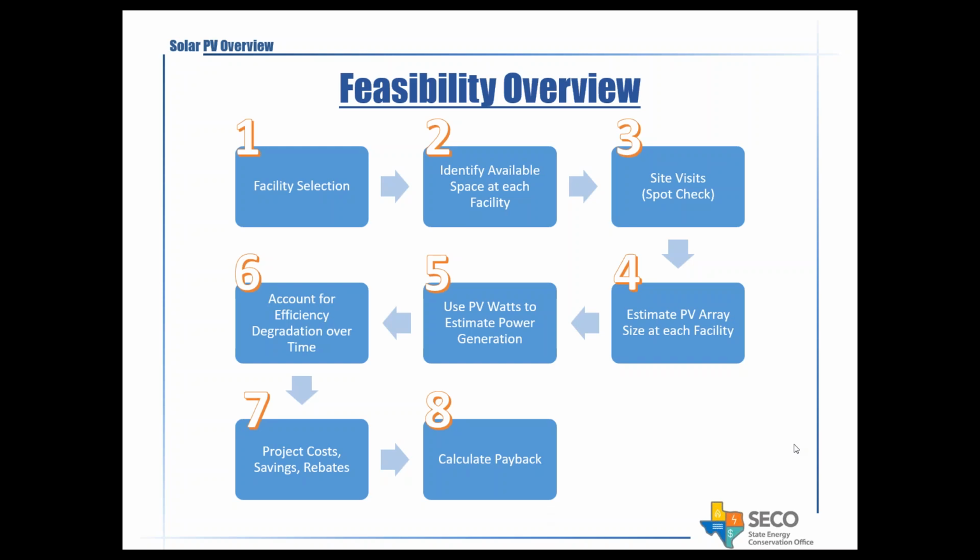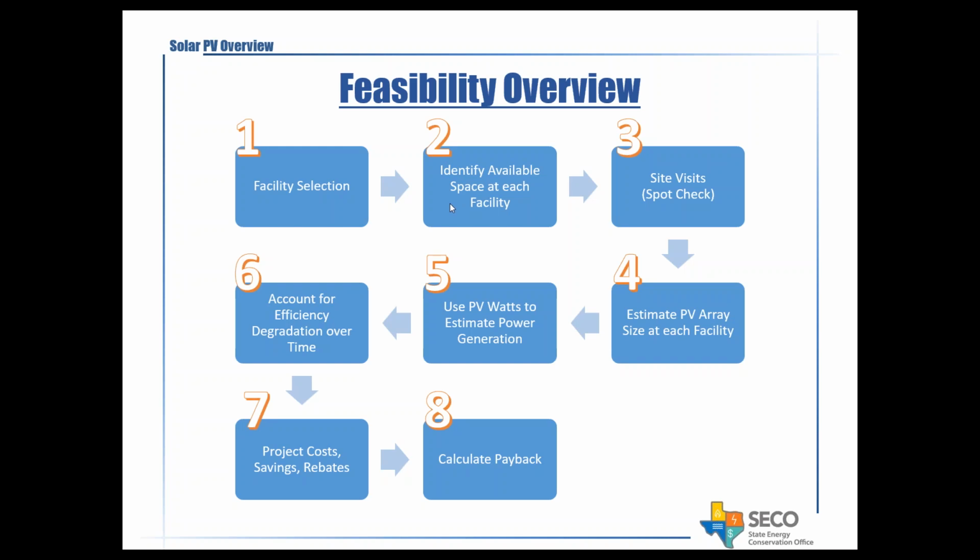So the real meat and potatoes of this presentation is going over the feasibility process or overview. So this is what we've put together is about 8 steps. And this is pretty much the process that we go through whenever we're evaluating the feasibility of a solar PV project. The first step is to select your facilities, and the second one is to identify the available space at each facility that may be able to be used for your PV system.